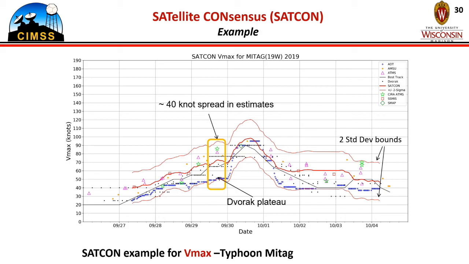estimate intensities. The SATCON weights in the example here weighted the two ATMS estimates much higher than the ADT, since the ADT at this time was noting a CDO scene type where the ADT tends to plateau and underestimate the intensity of the storm.